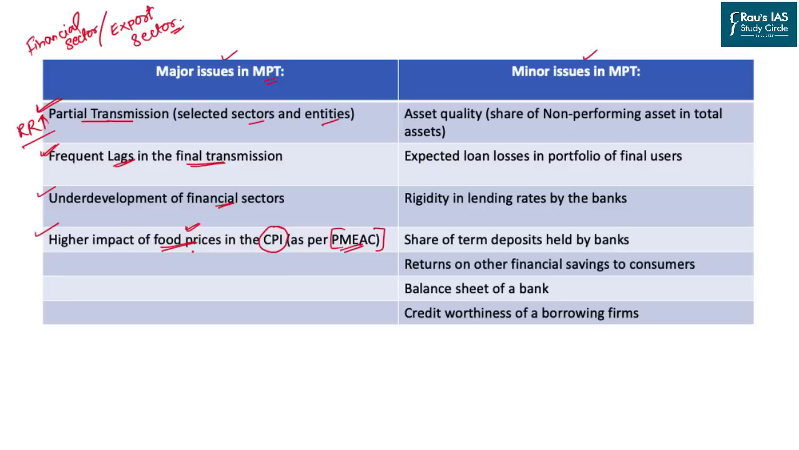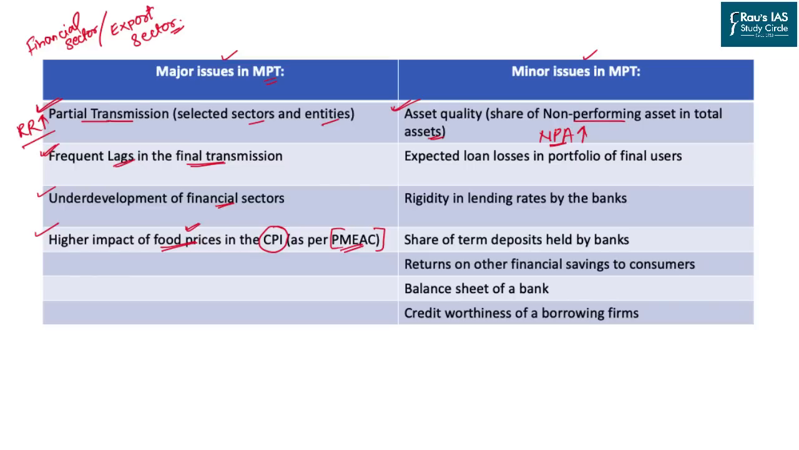If we talk about the minor issues, the first one is asset quality: the share of non-performing assets in the total assets. If NPAs are very high, it simply means that no matter what the repo rate is, whether high or low, a person who is under a non-performing asset is already under liquidation. He is not going to make any new demand because of his NPA account.